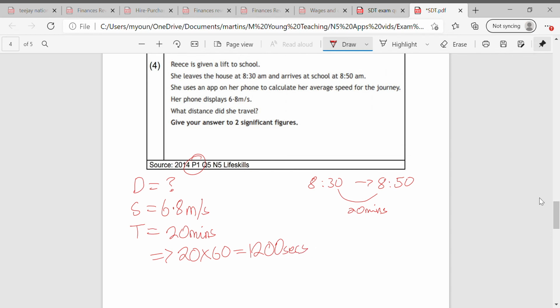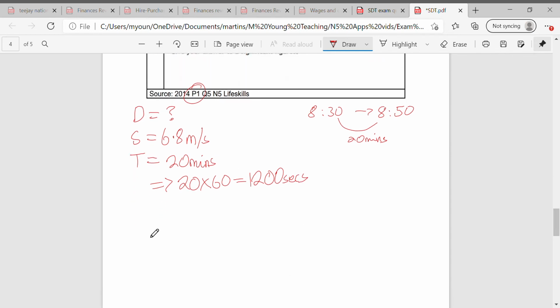Then I can use my formula for distance. Speed times time. If you can't remember that, remember you've got the triangle to use. Cover up the thing you want. So the distance is, the speed was 6.8 times 1200. How am I going to go about doing this?